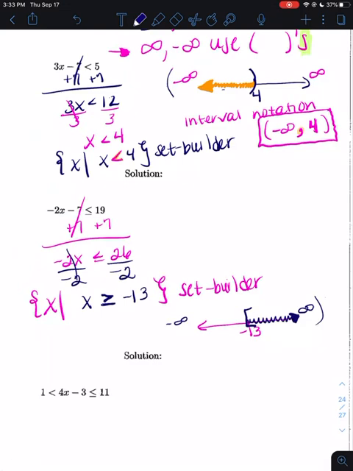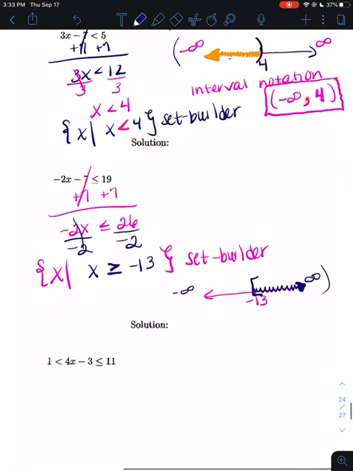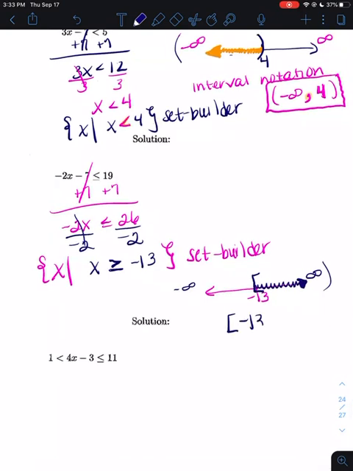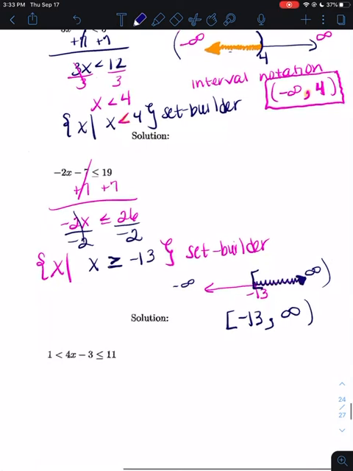So when I write my answer, interval notation is a short version of this graph. So I'm going to write down my bracket. I'm going to write down negative 13. I'm going to write down a comma that represents the shading. I'm going to write down infinity because that's what's next, and a parentheses.